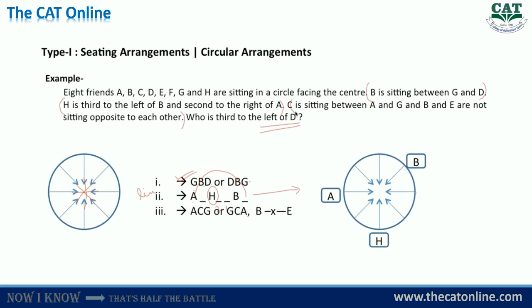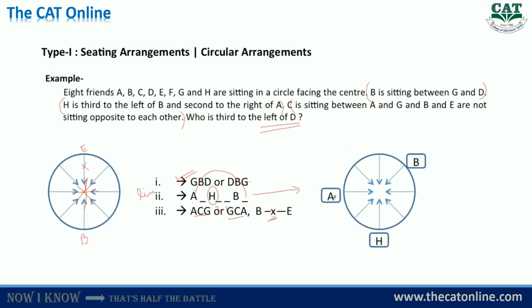Let's see the next. C is sitting between A and G. So again it would be ACG or GCA. And what other information is given? B and E are not sitting opposite to each other. It means B and E are not sitting at any diameter. So if you place them like this, that is not possible. So I've written over here, B and E are not diametrically opposite. So now, we know ACG.